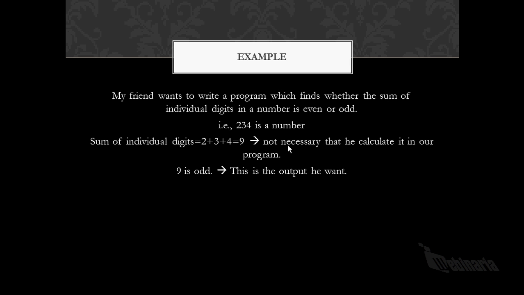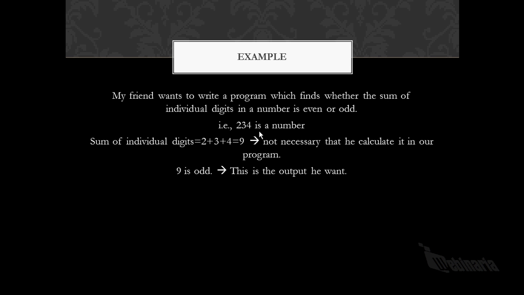So here I need one class which is going to take as input one number, and the individual digits of that number are calculated. The sum of those digits is calculated, and at the end we are going to find whether the sum you got is even or odd. So here I can break this situation into two parts. First is to find the sum of individual digits, and after that you are going to evaluate whether the sum of individual digits is even or odd.